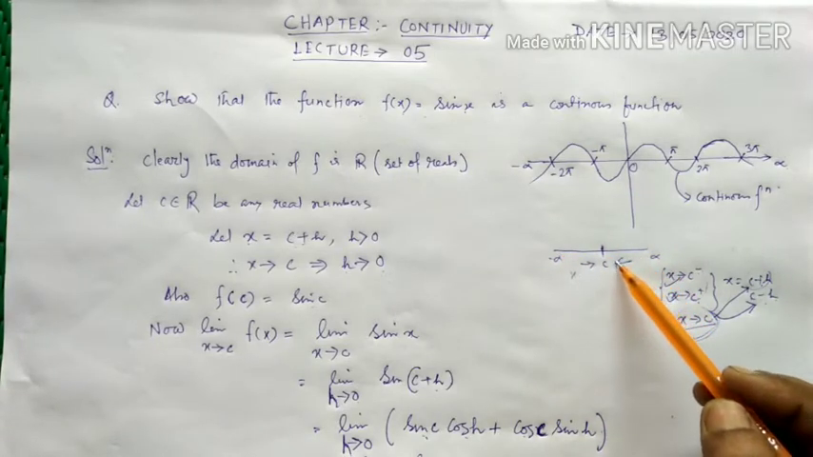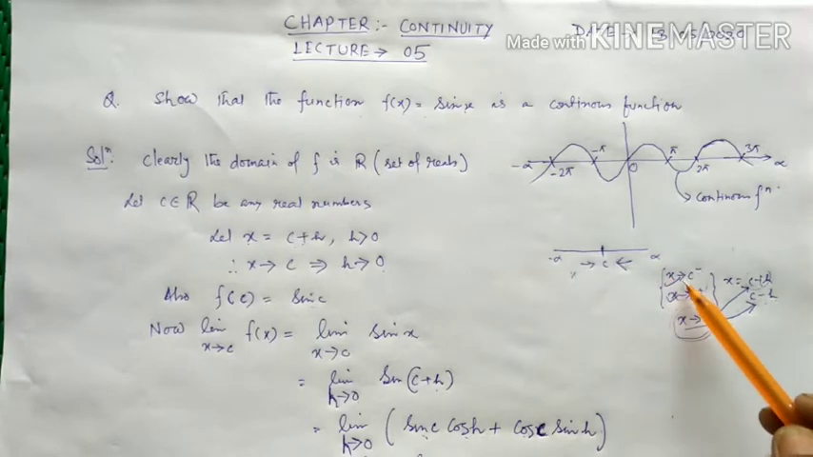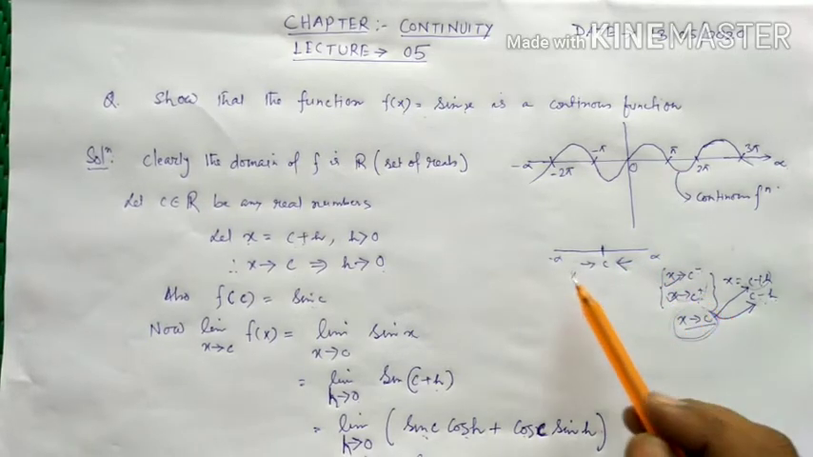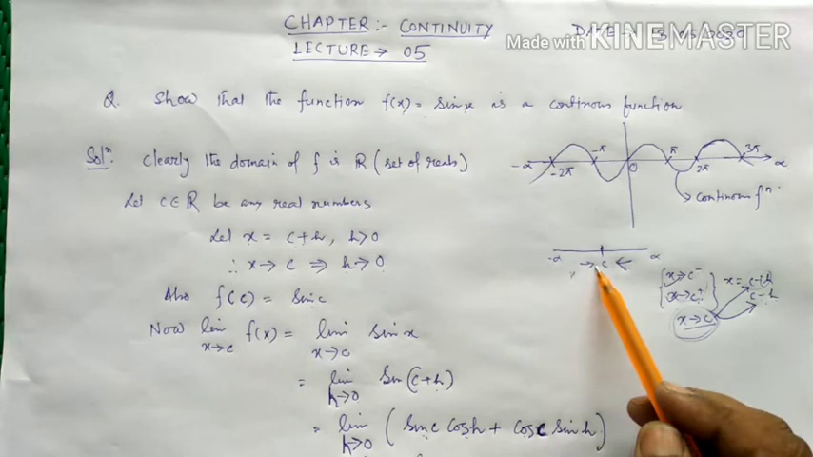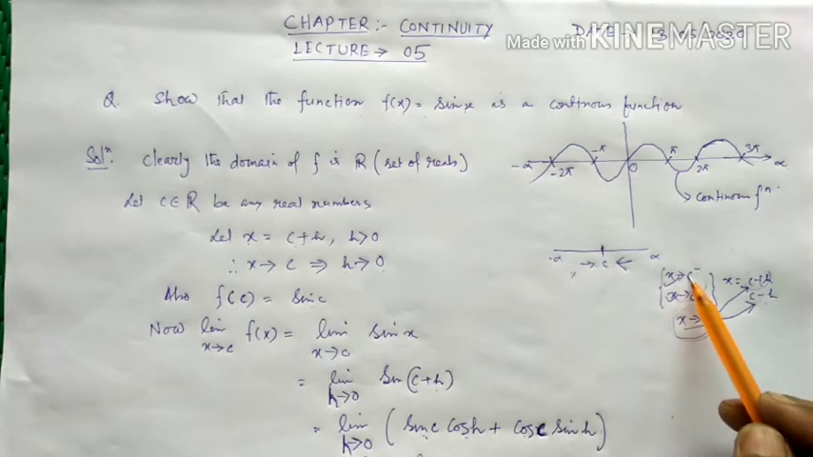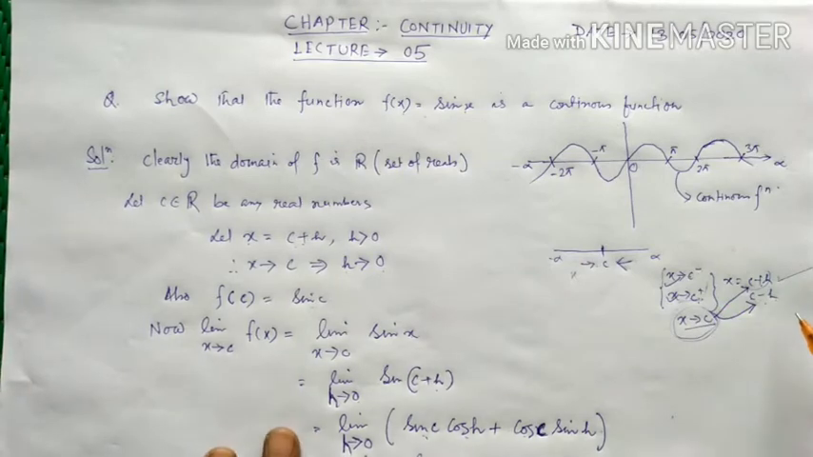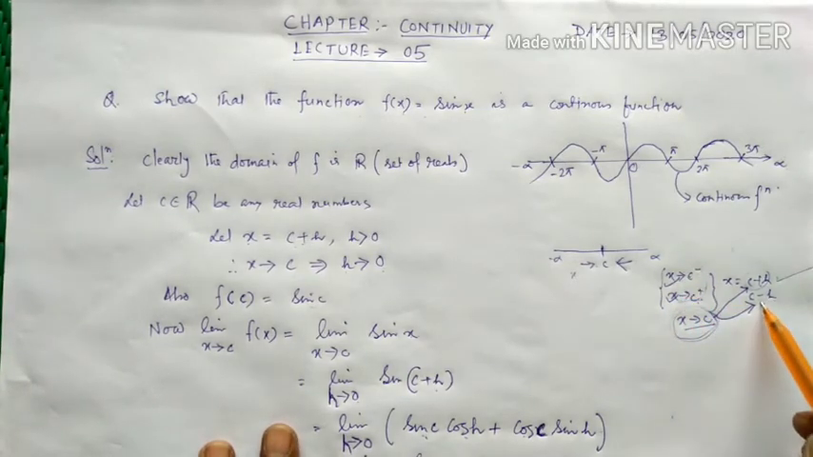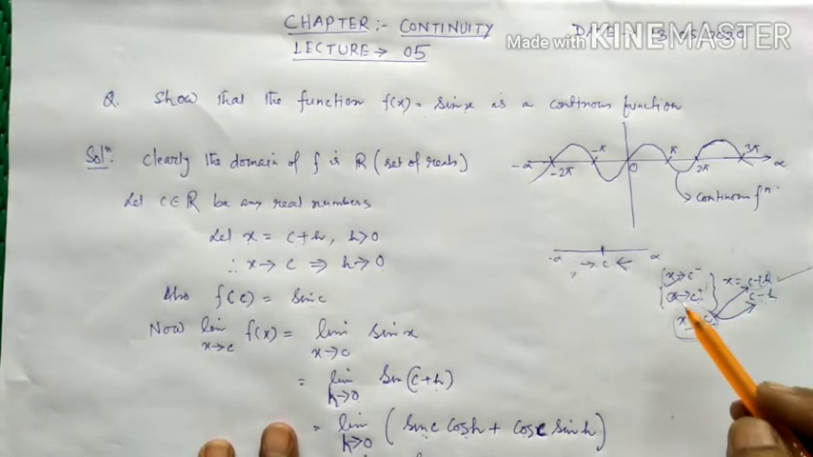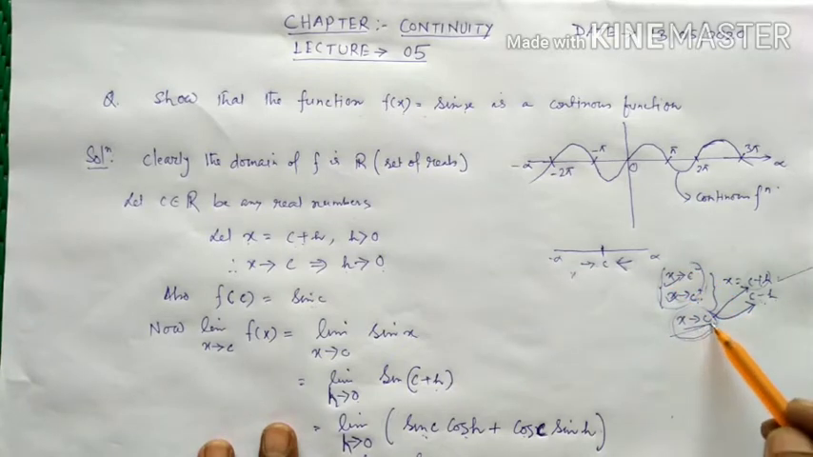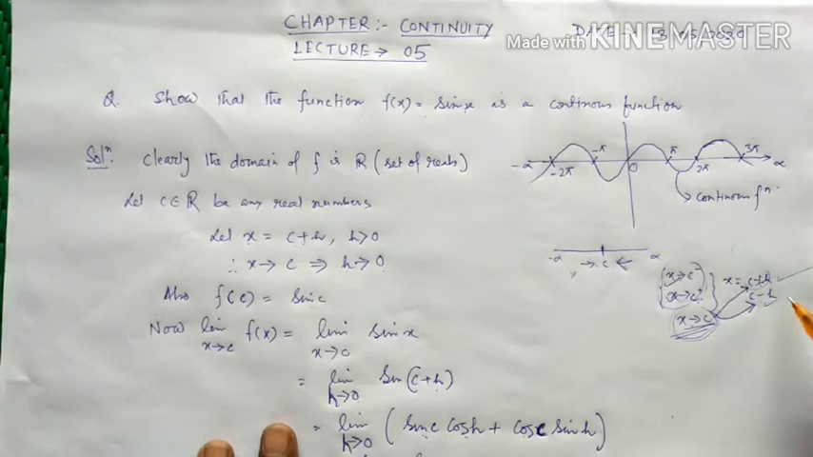Here x approaches c from the right, denoted by x tends to c plus, and x approaches c from the left, which you can write as x tends to c minus. x tends to c plus means x equals c plus h, and x tends to c minus means x equals c minus h. That means both together can be written as x tends to c, and x tends to c can be written as this one or that one.